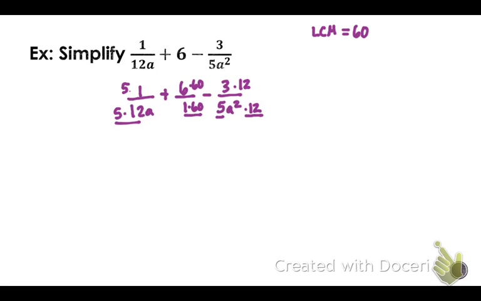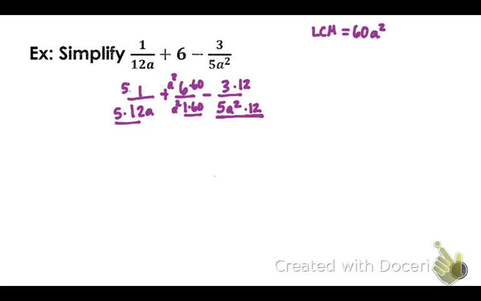Now I'm looking for the least common multiple of a squared and a, and that would be a squared. So my common denominator would be 60a squared. Well, this one's already set up. It's got an a squared. This one needs an a squared.